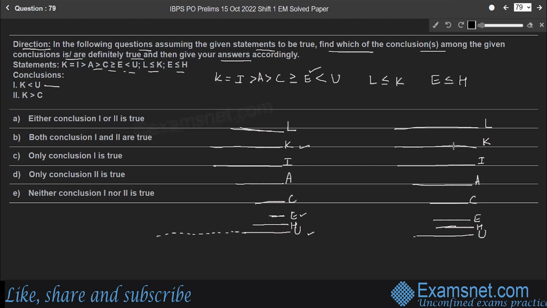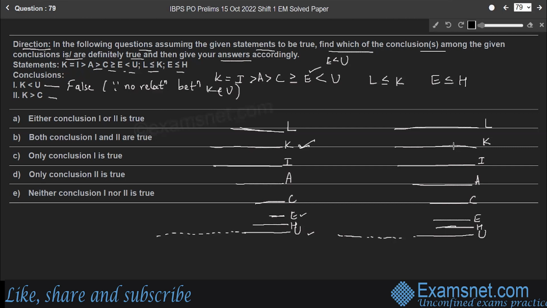In both the cases, you can extend the line U. Only thing is E should be less than U, right? Therefore, there is no relation between K and U. So first conclusion is not true, a false conclusion, because no relation between K and U, right? And the next one, K strictly greater than C.